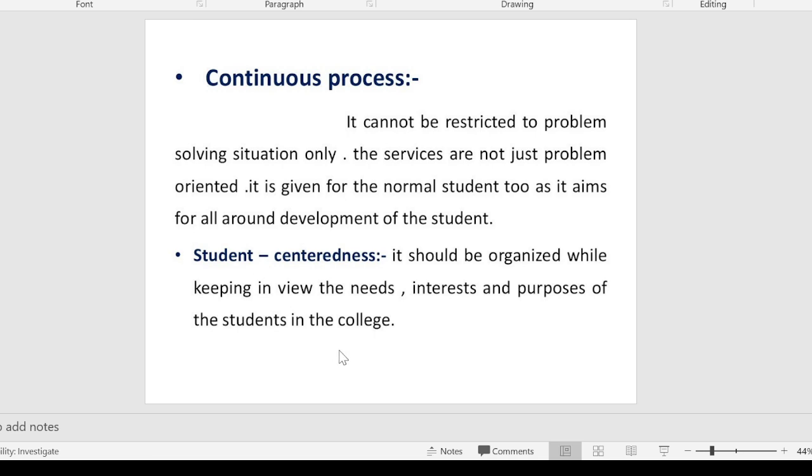And next one is, it is student centeredness. Student centered means we can say that it is always individual centered. So according to the individual requirements only, guidance and counseling should be given.